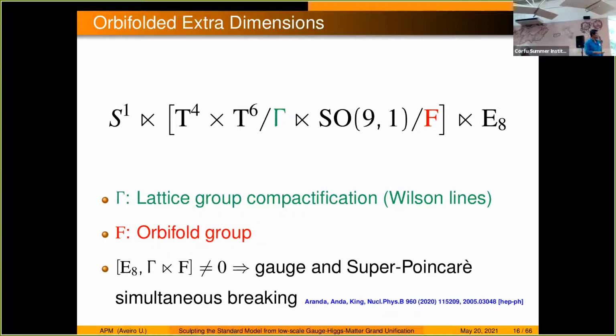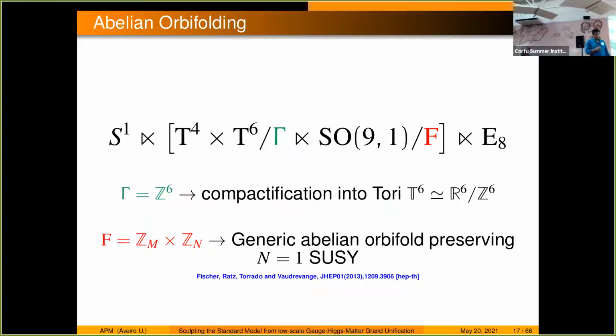So this was also shown by our colleagues here. So what do we choose in this particular setup? We use this Z to the power of 6 lattice. I like the integer numbers, Z to the power of 6.